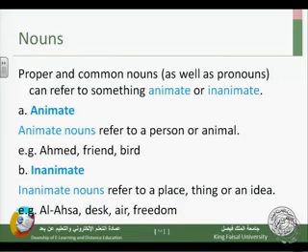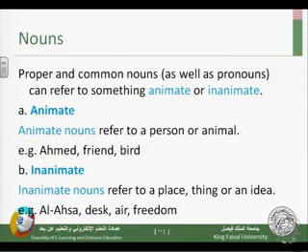Proper and common nouns, as well as pronouns, can refer to something animate or inanimate. So here we have two distinctions. The first one is animate, and we will define what we mean by that. Animate nouns refer to a person or animal. So if a noun refers to a person or animal, it is called an animate noun, like Ahmed, friend and bird. Ahmed refers to a person, so it is animate. Bird refers to an animal, so it is also animate.